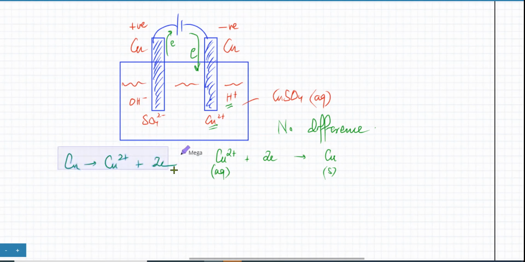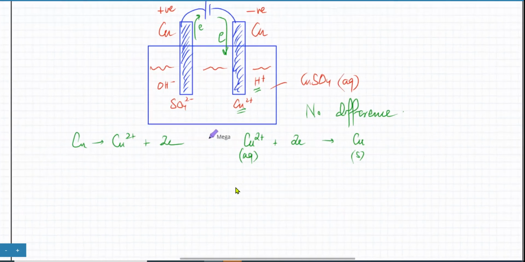You have to remember the observations as well. The observations are going to be that a pink metal would be formed over here, and the copper over here would start dissolving. That's the observation. Nothing would happen to the solution. The solution remains exactly the same.